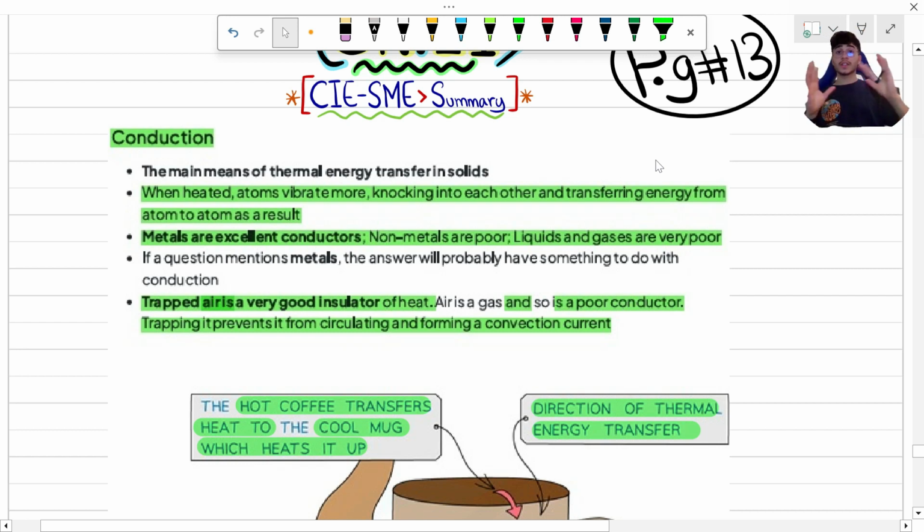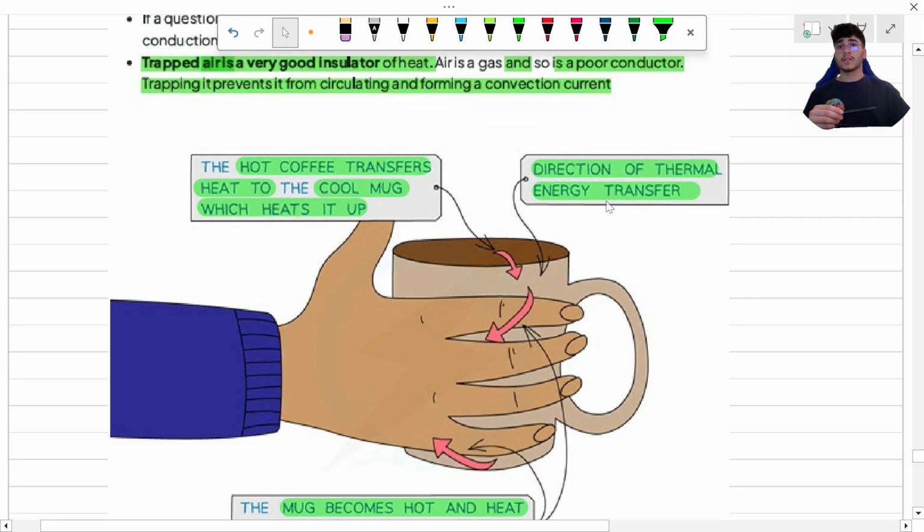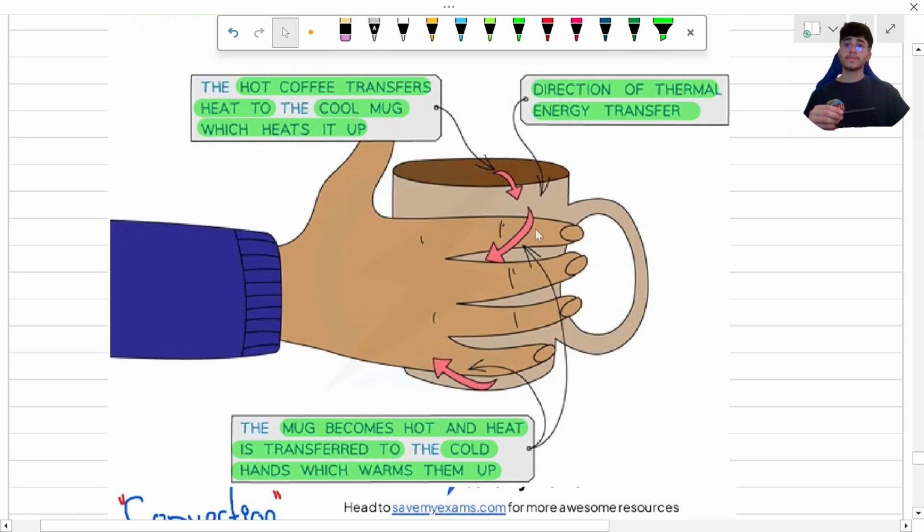So to summarize this huge chapter, we're going to use the Save My Exams summary to give a quick review of everything we've taken from the beginning, or let's say the key points that we need to remember from this chapter. Conduction: when atoms are heated, it only occurs in solids. Atoms are heated, they vibrate more, transferring kinetic energy from one to another. Metals are excellent conductors because they have free electrons. Non-metals are poor, gases are very poor. For example, this is a mug. The mug becomes hot and heat is transferred to the cold hands to warm them up.